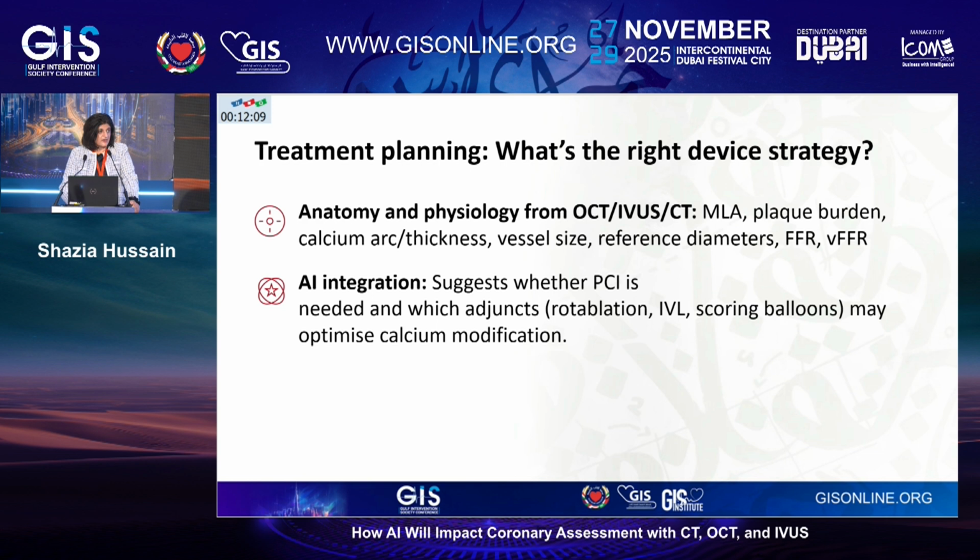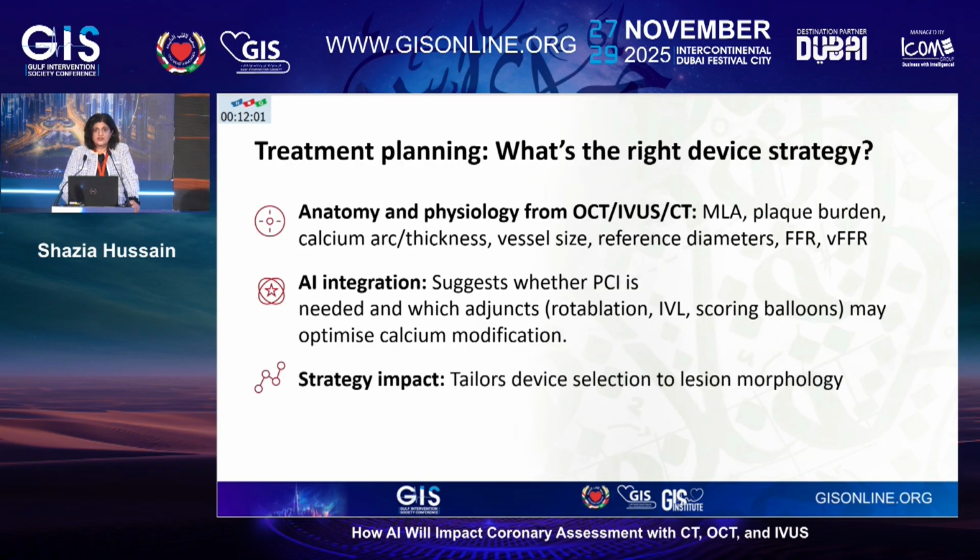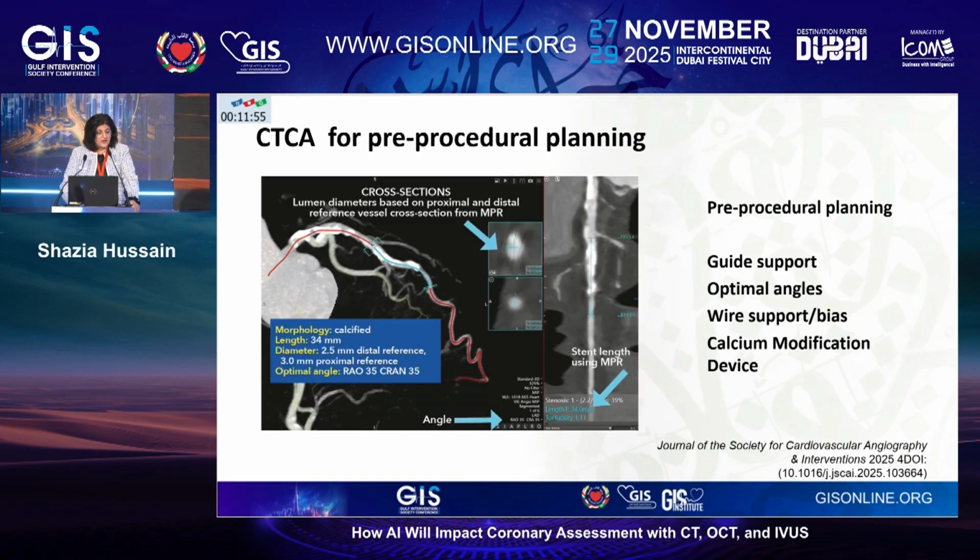And the future is that our AI will dictate to us whether or not we need to do calcium modification, rotablation, etc. So it can target our strategy to actual lesion morphology. And we can already do this with CTCA. And those who are experts in CTCA know that the information from calcium can give us an idea of stent size, stent length potentially, and also additional anatomical data from the aorta, such as what guide we should use and how our wire is going to behave.